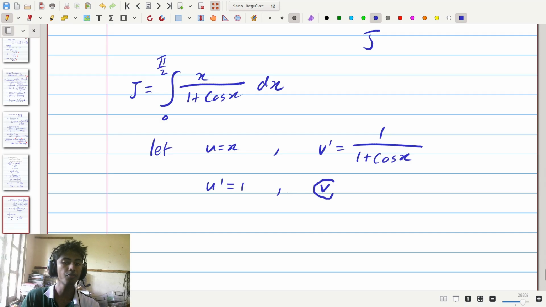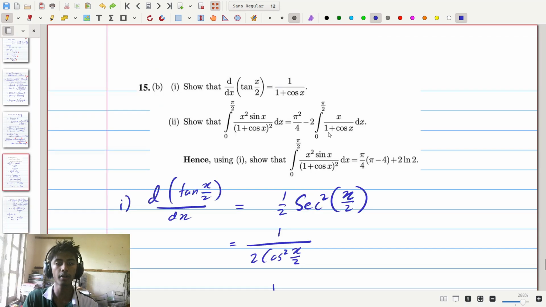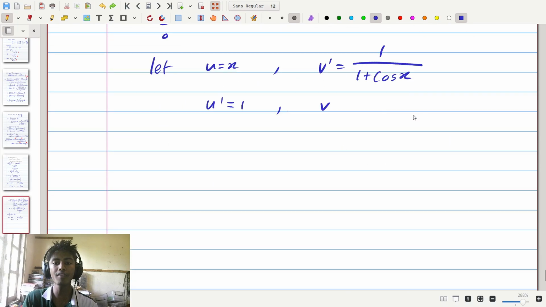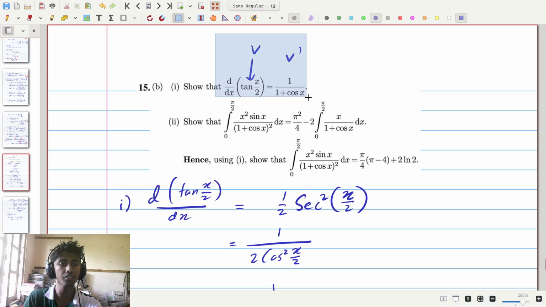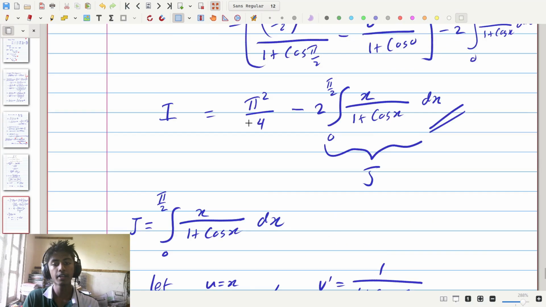Now for v, we need to go back and use the result found in part 1 of this question. In part 1, we found out that the derivative of tan of x divided by 2 is equal to 1 divided by 1 plus cos x. And right now, we have v prime equals 1 divided by 1 plus cos x. Therefore, v prime is the derivative of tan of x divided by 2, and according to that, tan of x divided by 2 must be equal to the original function v.